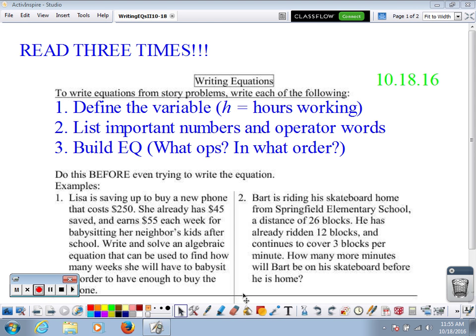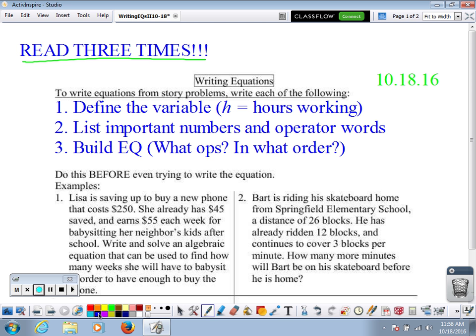So we're looking at writing equations based on story problems again. Now we said yesterday the key to any story problem is to read that story problem at least 3 times. Sometimes we're going to have to read more than 3 times, but we're going to have to read at least 3 times in order to write these story problems. The first time, the only thing that we care about is defining the variable. Now we're not trying to say what x is equal to at this point. We're trying to say what x represents in the story.